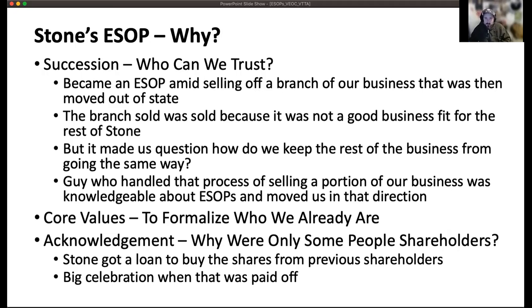And in the process of doing that, we started to question, well, what's to stop the owners from selling other parts of the business and moving employees out of state or whatnot. So that was coinciding with Chris Stone and David Healy, who were two of the principals, starting to seriously look at retirement. And so it was really a succession question. The guy who was handling the process of selling the branch of the business that we wanted to get rid of knew a lot about ESOPs. And so he kind of guided us in that direction. And it felt like a good fit.